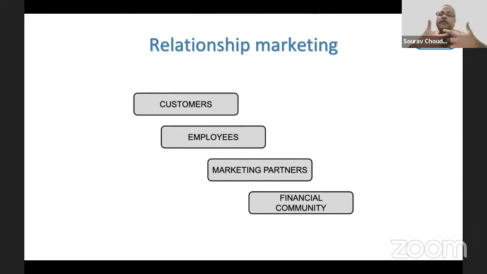Because it's a symbiotic relationship, as we say. One has to depend on the other. It's not that marketing will only depend on supply chain. Supply chain also has to depend on marketing.